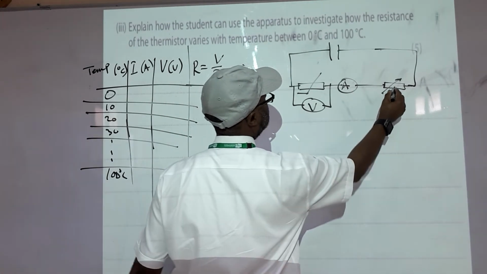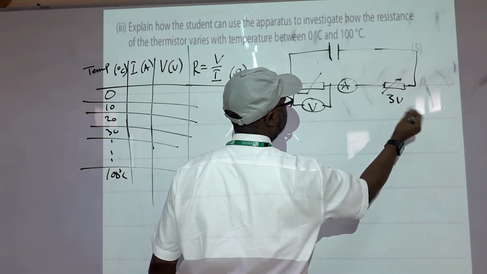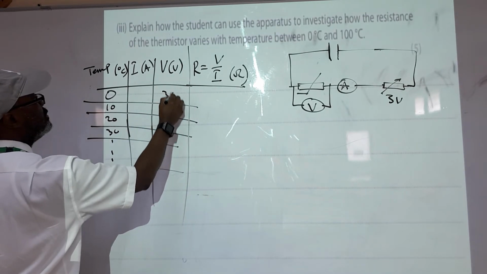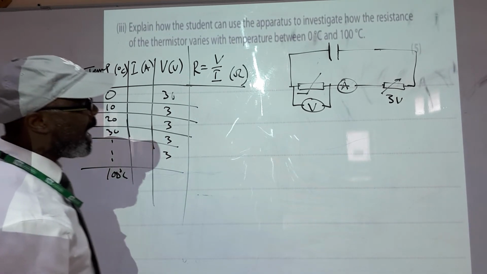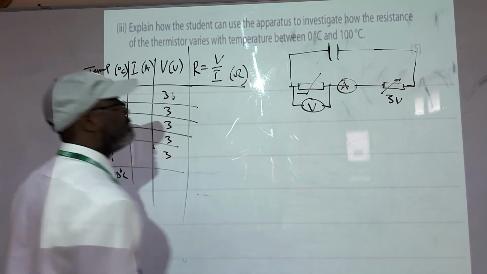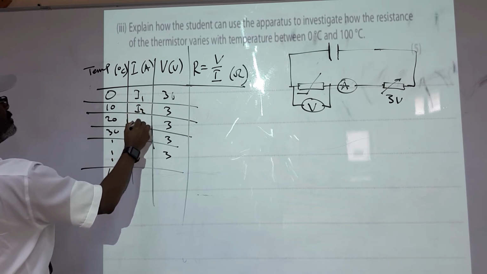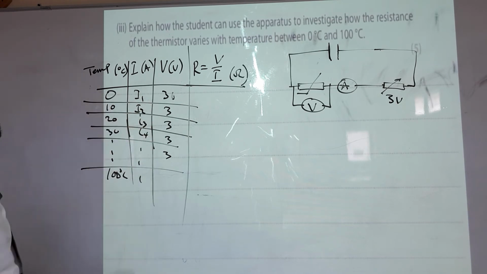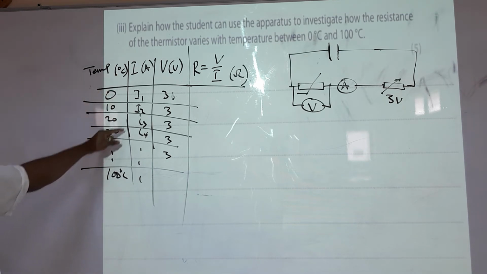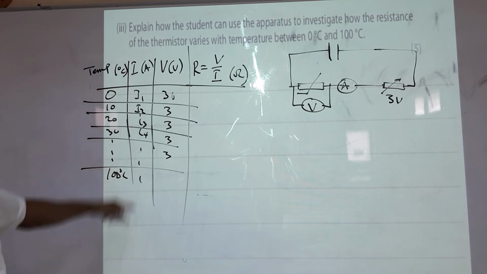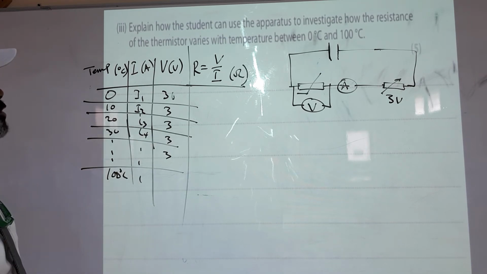So you could actually keep this fixed. Say you keep this at 3 volts, so we're going to have 3 volts all the way. You could do that, and you will then be measuring the current as it changes. So your first current will be I1, I2, I3, I4, all the way. You are changing the temperature, and as a result of that, something is changing which is responsible for the change in current. Meanwhile, you have already fixed your voltage.